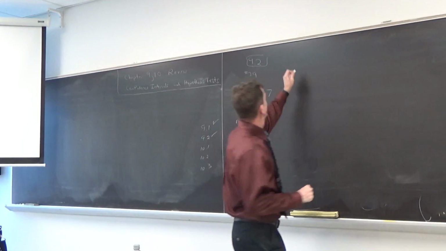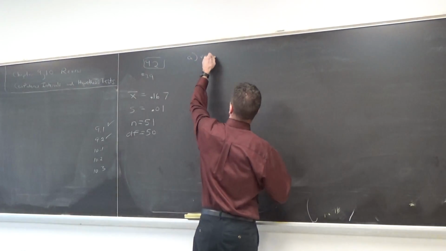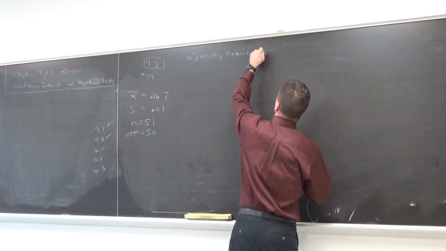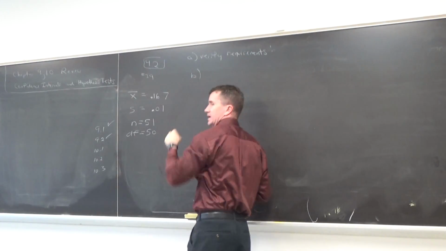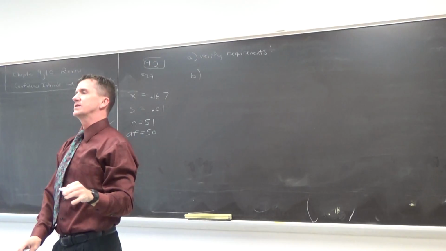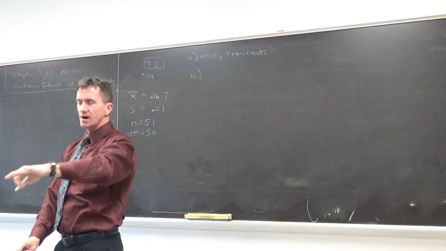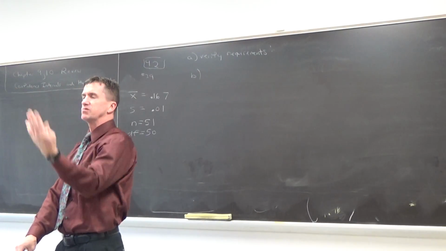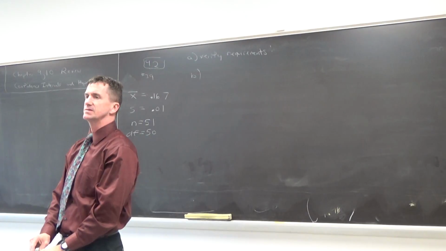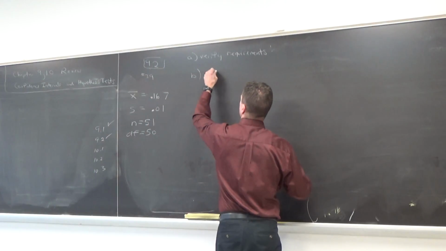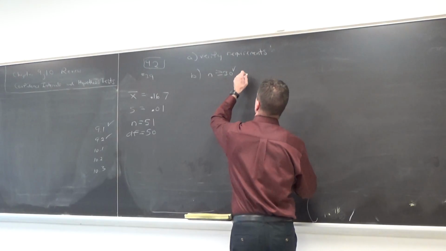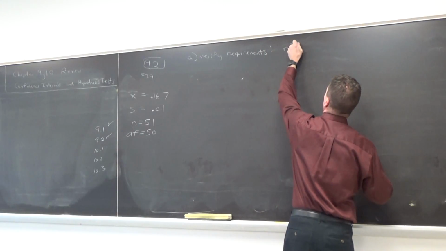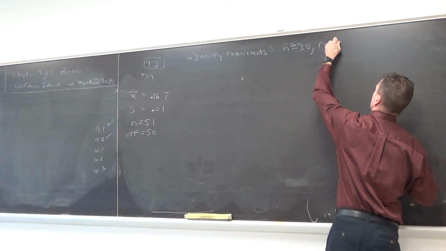So, letter A, can you verify requirements? Now this time, everyone, this is not npq greater than or equal to 10. Because we're dealing with means, if we want to ensure the distribution of the sample mean is approximately normal, the sample size has to be greater than or equal to 30, is it? Right. All right, we're good. Is it a random sample? Check. We got a random sample.